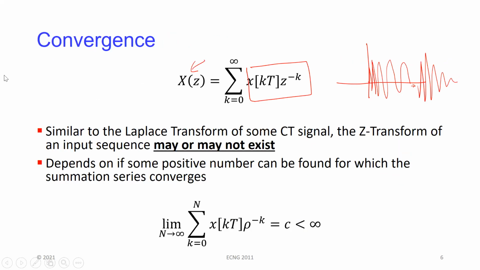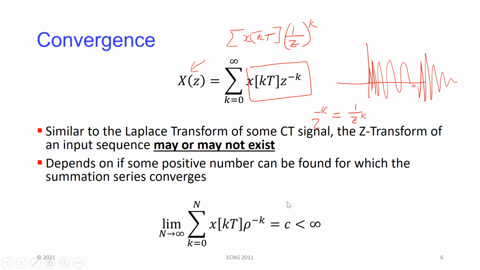Now, I also mentioned that in some books, you also see it in this form. So you have the summation, you have x(kT), and you have it multiplied by 1 over z to the power k. So that is another version of it that exists, because z to the power minus k is equal to 1 over z to the power k.